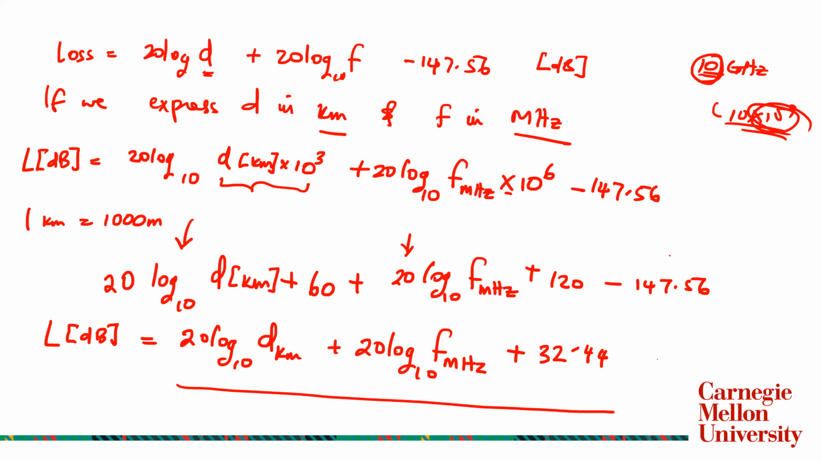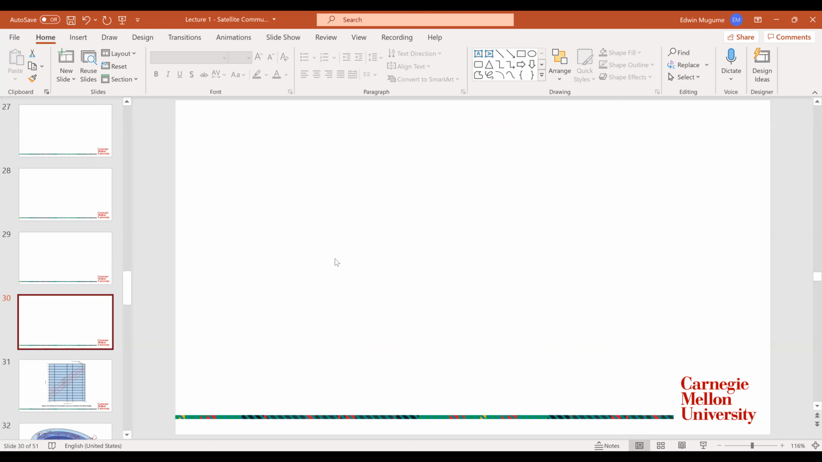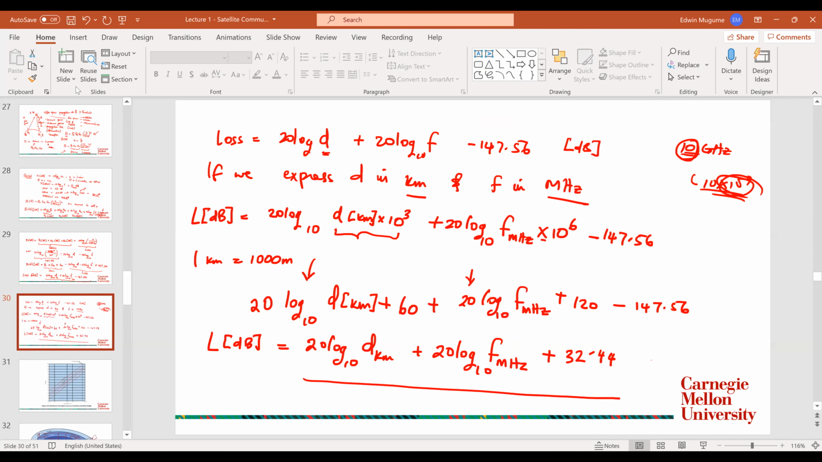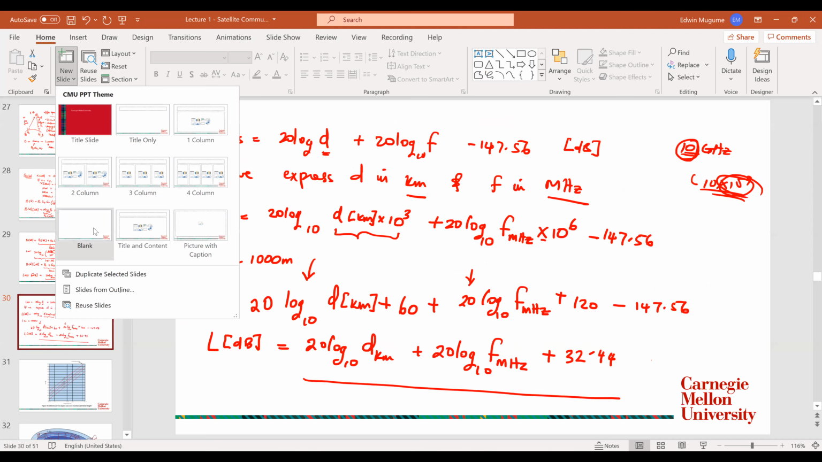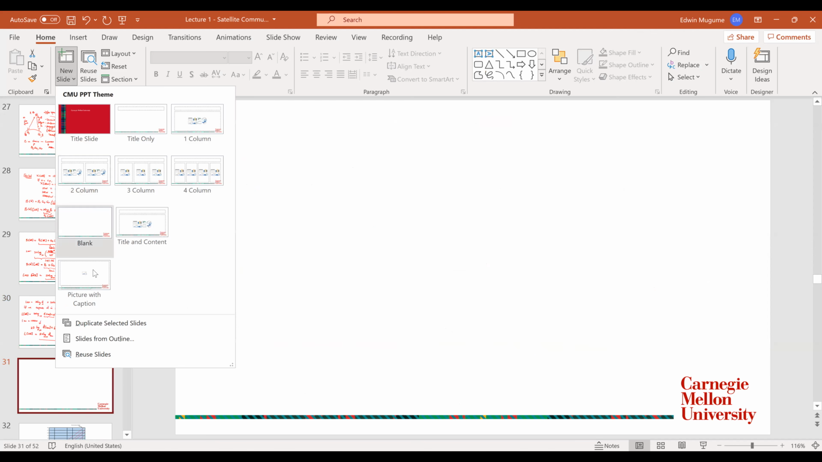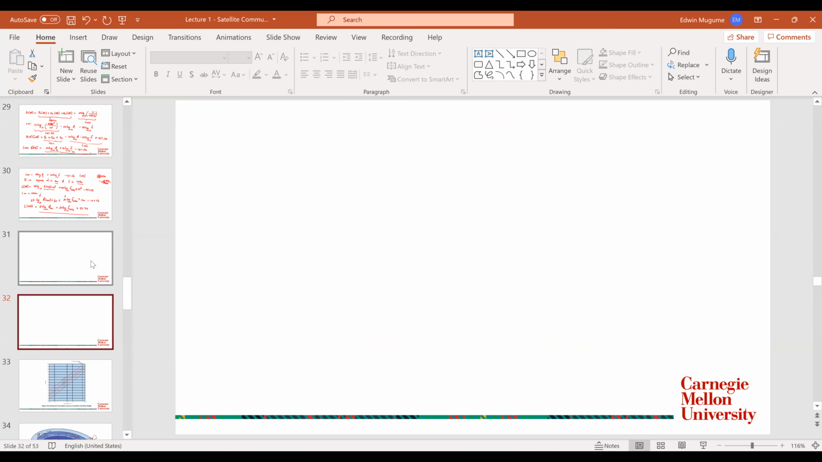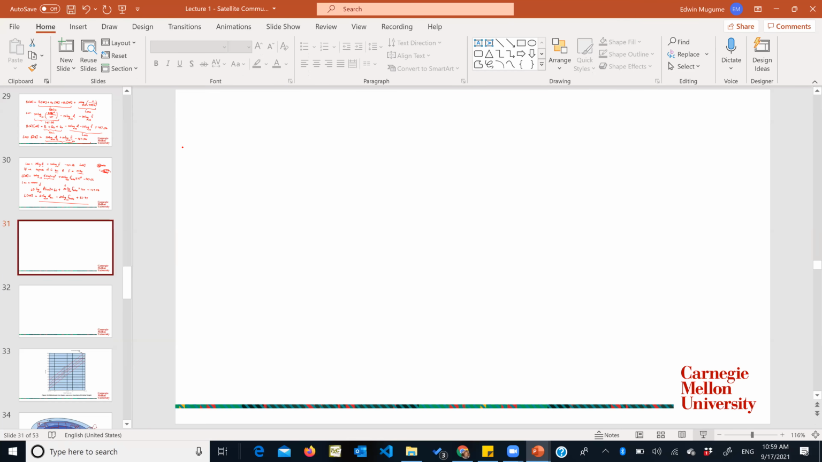Now, before we go to that, let me just open another page and we do a few examples, because all these equations are becoming a bit too many for you, I imagine. But I can assure you that they are not difficult.